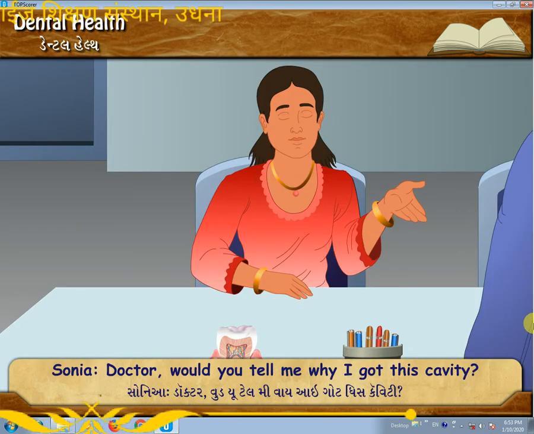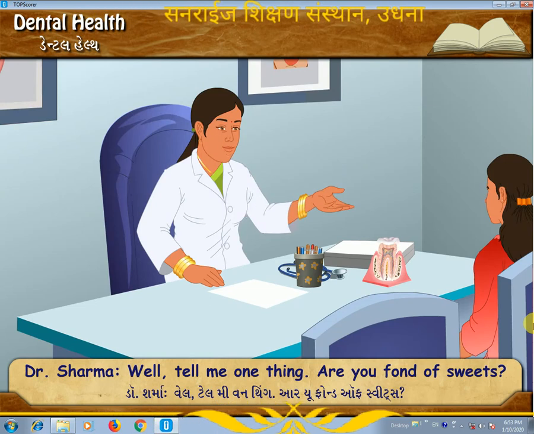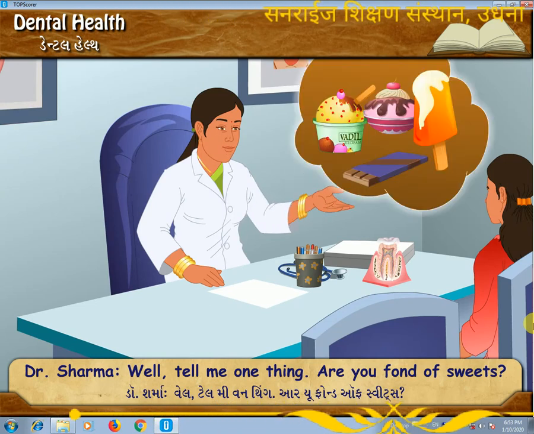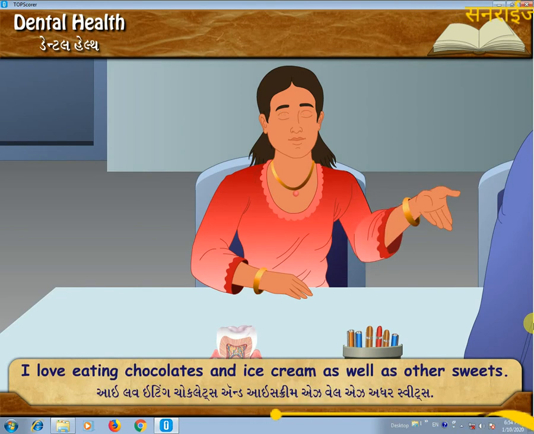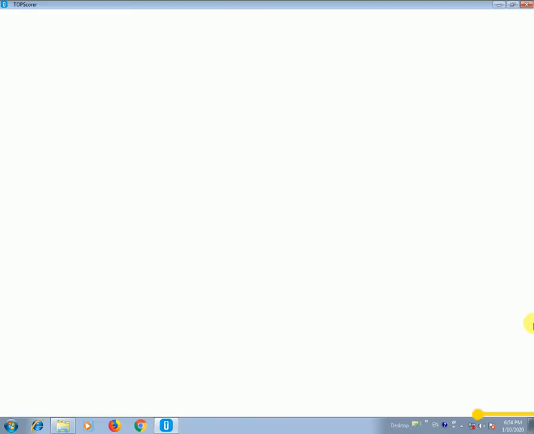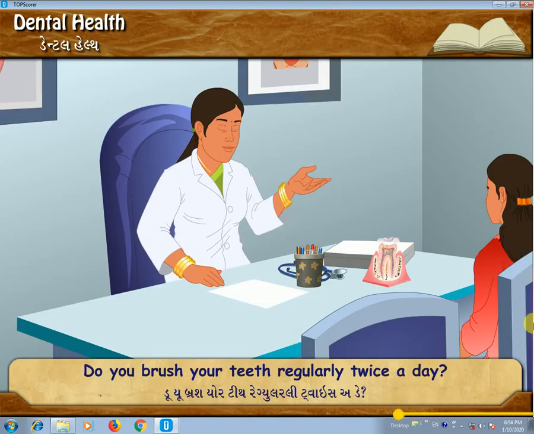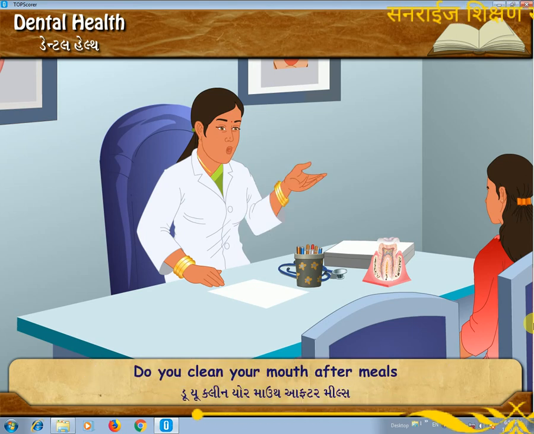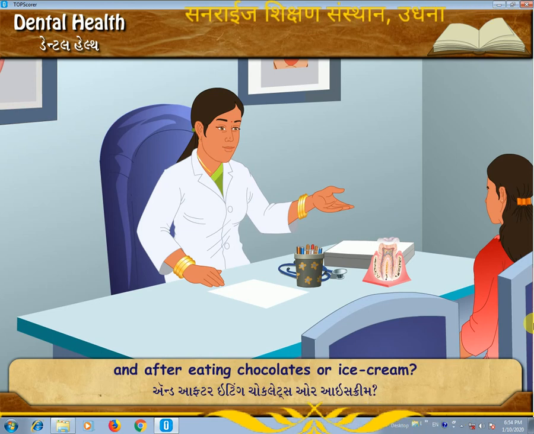"Yes, it's done. Thank you for keeping your mouth open without speaking a word." As Sonia was the last patient that day, the doctor could spare time to talk to her. "Doctor, would you tell me why I got this cavity?" "Well, tell me one thing. Are you fond of sweets?" "Yes, I am. I love eating chocolates and ice cream as well as other sweets."